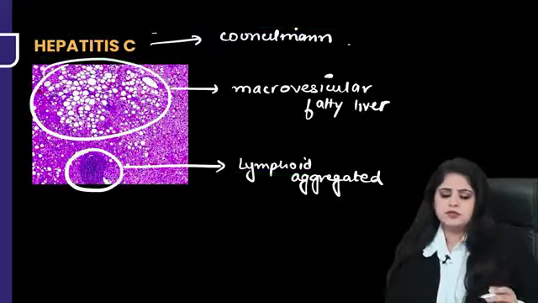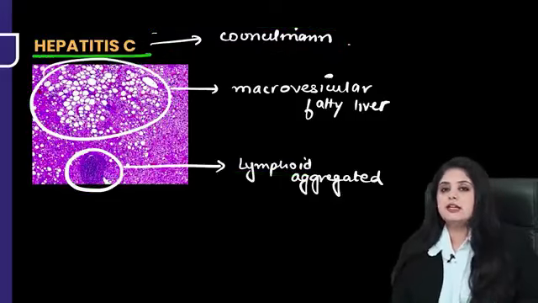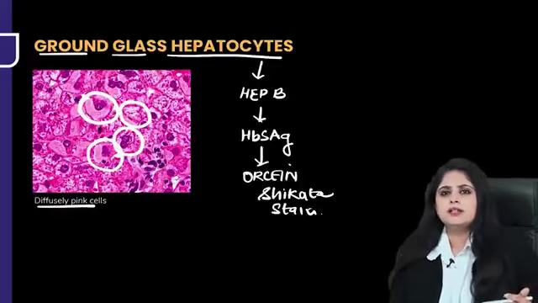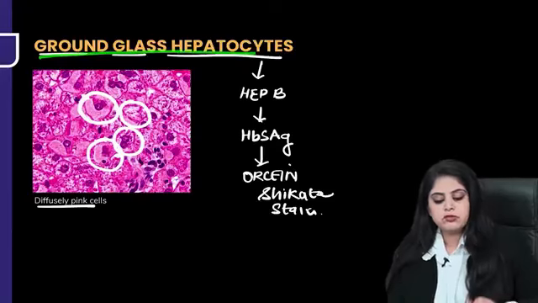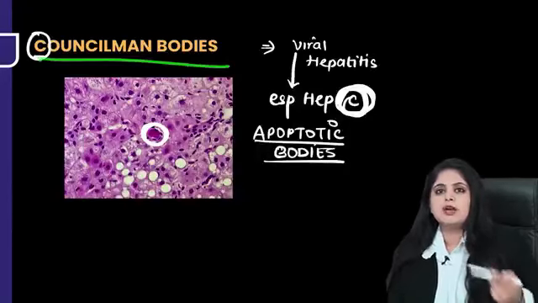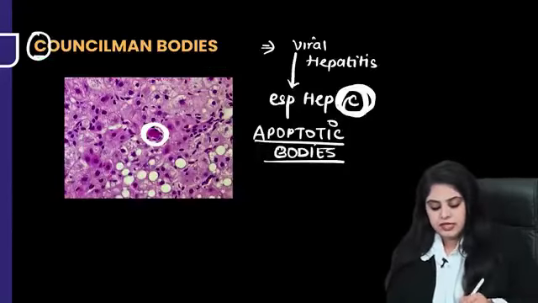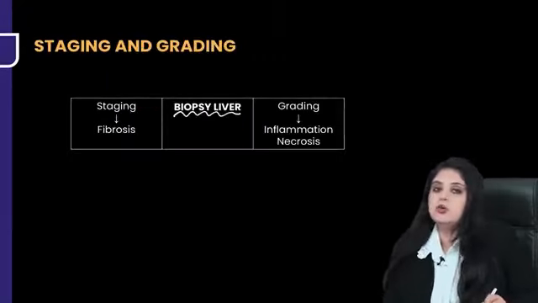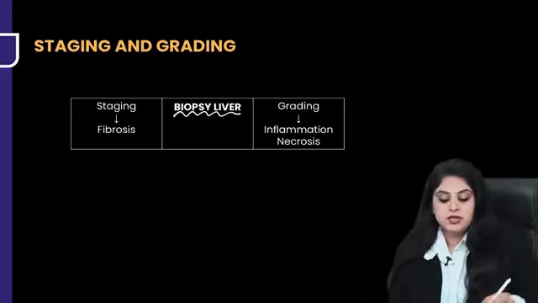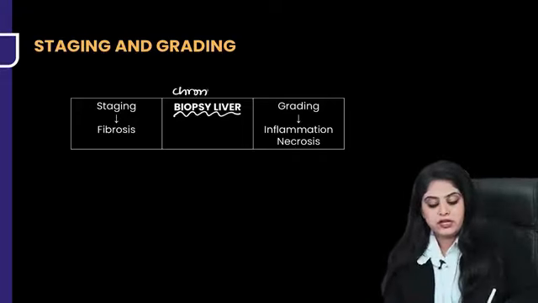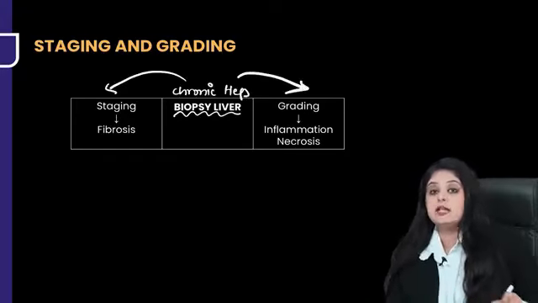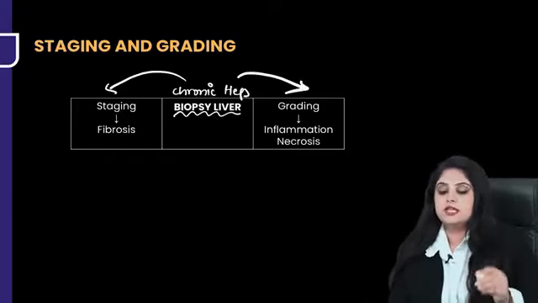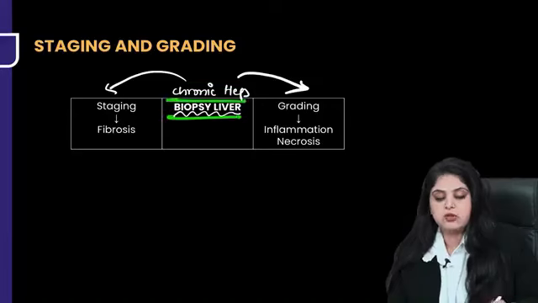So did you just wonder that, ma'am, the diagnosis of hepatitis you were doing with blood tests? Suddenly you started showing me so many pictures of biopsy. Do you do a biopsy in a case of hepatitis? When do you do a liver biopsy? Ma'am, we don't do it for acute hepatitis. We do it in cases of chronic hepatitis only when I want to know the staging and the grading of hepatitis. So what is the indication of a liver biopsy in chronic hepatitis? When you want to do the staging and the grading.